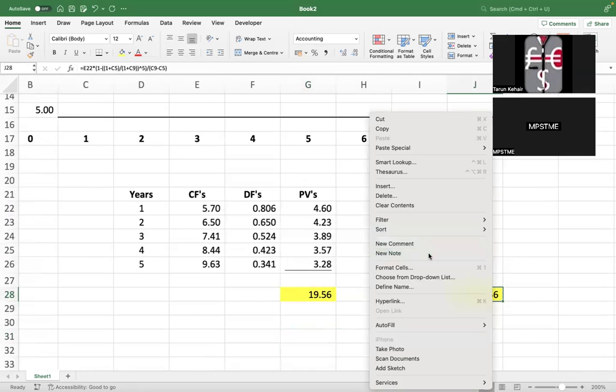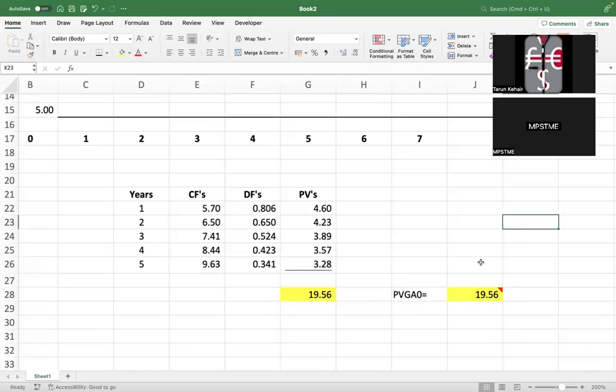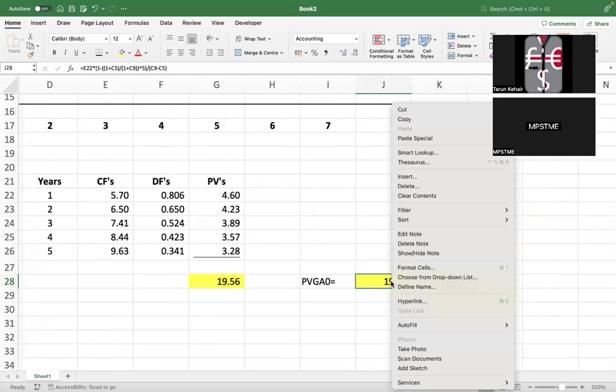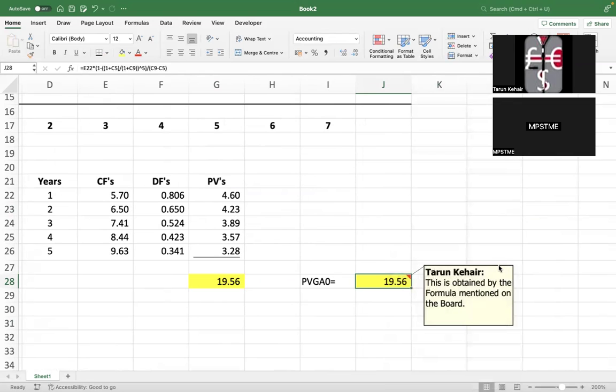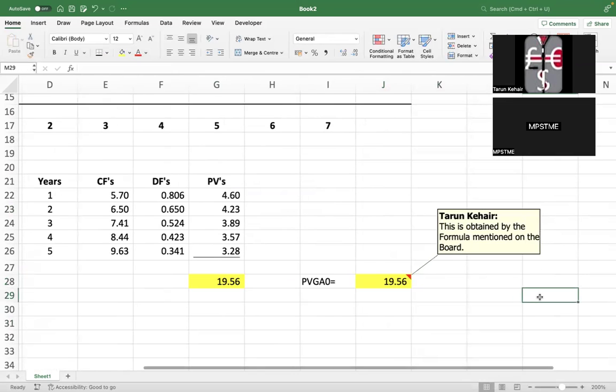This, I'll just add a note here. So I just hope that you have made a note of the formula. PVGA 0 is A1 into 1 minus 1 plus G by 1 plus R raised to the power of N divided by R minus G. ठीक है ना? Same answer.